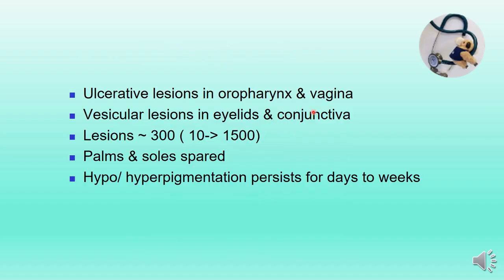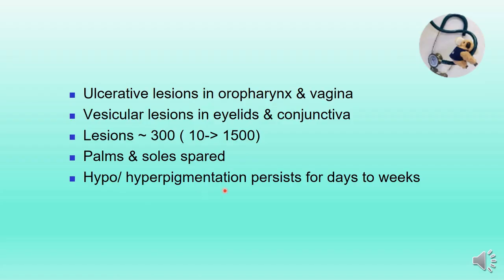In the oropharynx and vagina, there might be ulcerative lesions, and even in the eyelids and conjunctiva you may get vesicular lesions. The number of lesions is approximately 300, but it can be as few as 10 or as many as more than 1500. And palms and soles are spared, that means there is no rash on the palms and soles.